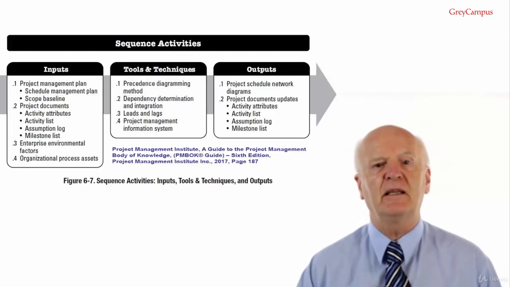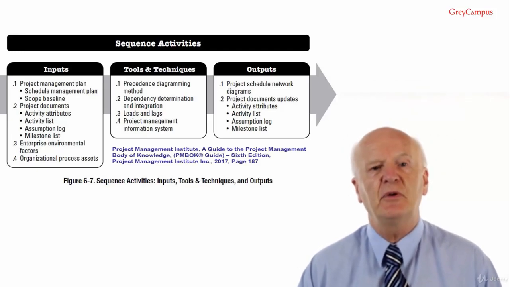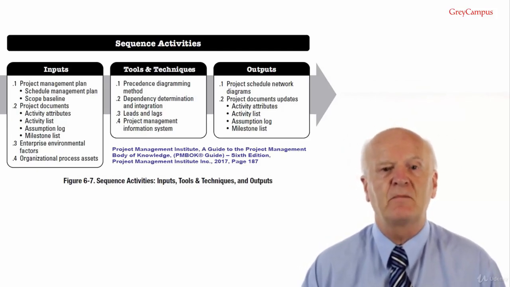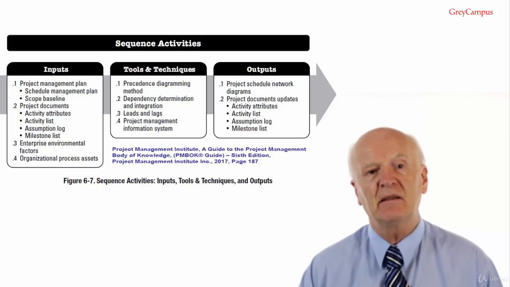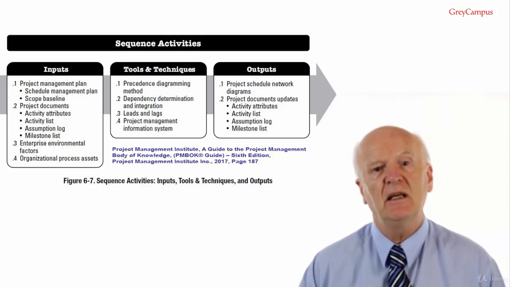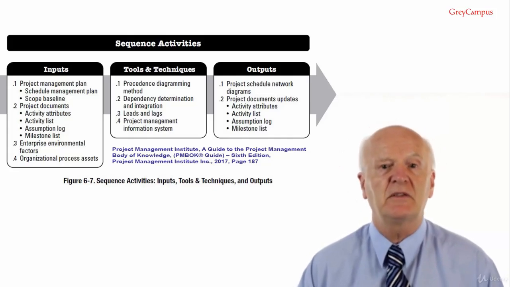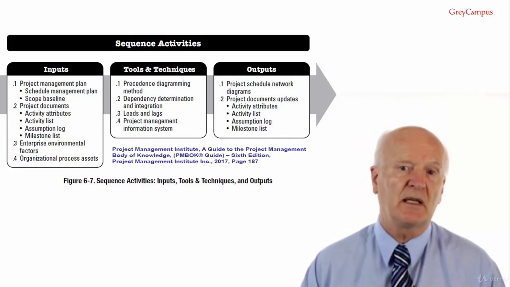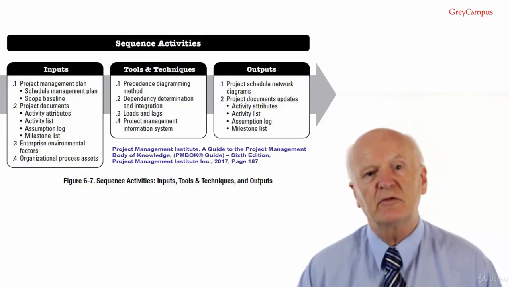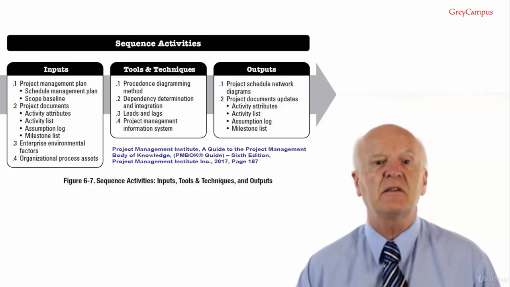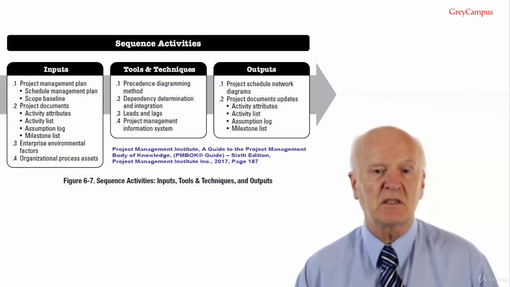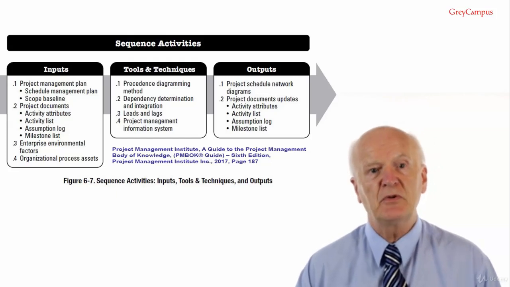Now it's time to have a look at the inputs. Sequence activities inputs. Number 1, project management plan. Project management components we're interested in this process are the schedule management plan, because the schedule management plan defines the method used and the level of accuracy along with other criteria required to sequence activities. Scope baseline. The project work breakdown structure deliverables, constraints and assumptions documented in the scope baseline are considered explicitly while sequencing activities.